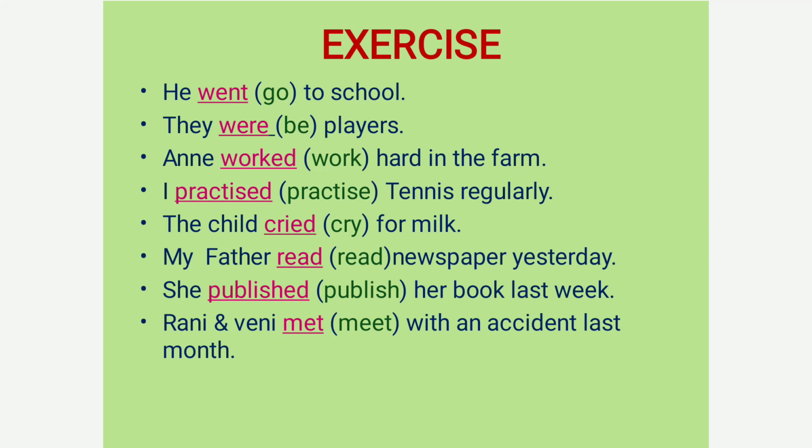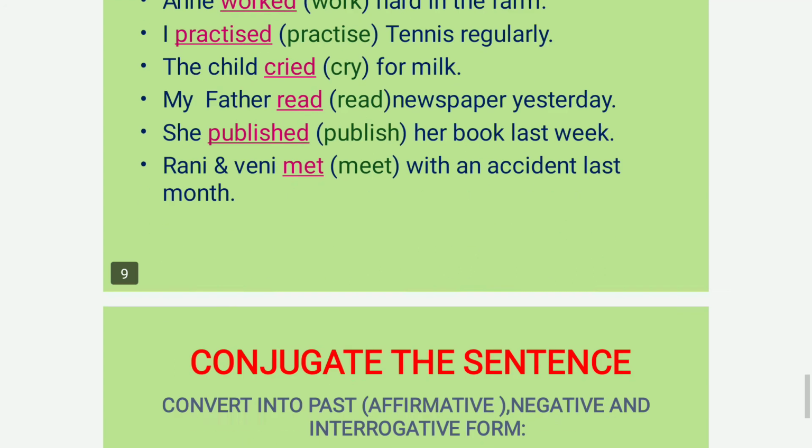The child cried for milk. What is the past form of cry? Cried. My father read newspaper yesterday. What is the past form of read? Read, but the same spelling as read. He dash published her book last week. What is the past form of publish? Published. Here, Rani and Vinny, so we have a plural subject. Dash meet with an accident last month. What is the past form of meet? Met. So only while you are using the be verb, we have to use it as per the number of the subject. If it is a main verb, we are going to use only the past form of the verb for all singular and plural subjects.